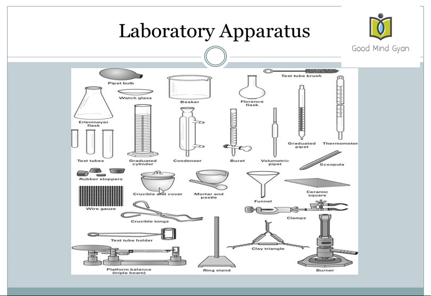Crucible and cover, which is used for melting and heating of the metals, and it is used since ancient times. Mortar and pestle for grinding and powdering certain chemicals. You have a funnel for filtration, ceramic square for keeping things which are heated. You have a spatula for taking the chemicals, the thermometer to measure the temperature.